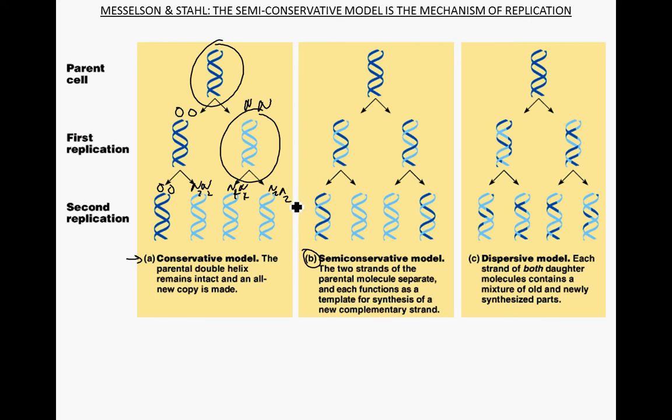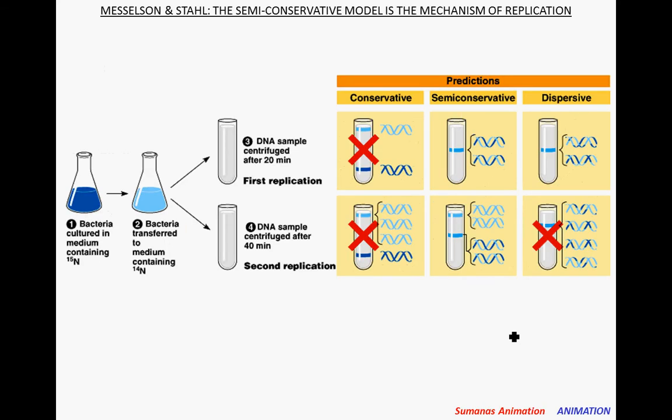And the third model might have been the dispersive model, where the original DNA molecule would be split up and used as a template, but then you'd have a mixture of old and new strands, and that would keep happening, old and new, on down the line. So to Watson and Crick and other researchers, they didn't know whether it was conservative, semi-conservative, or dispersive. We know that it's a semi-conservative model, and the classic experiment that gives us evidence to support it was done by Meselson and Stahl.